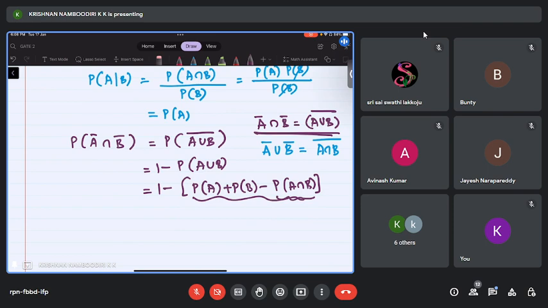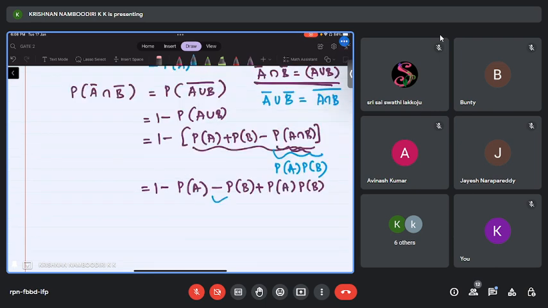Again, since A and B are independent, this probability of A intersection B will be equal to probability of A into probability of B. So this is equal to 1 minus P of A minus P of B plus P of A into P of B. This part I can write as probability of B into 1 minus probability of A, correct? Including this minus.